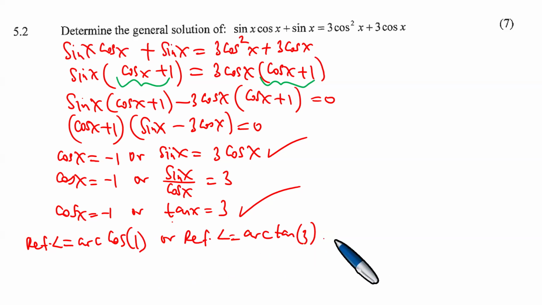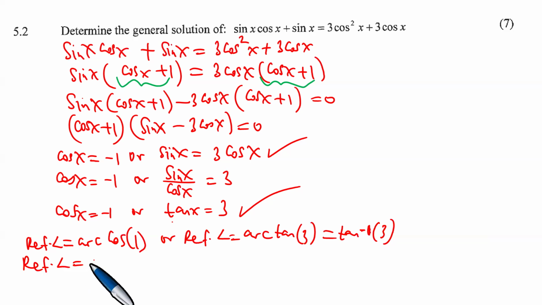Okay, I'm writing the arc tangent like this, but it can also be written this way with the exponent minus 1. This is called the arc function. Now this is the reference angle. What is arc cosine 1? It's 0 degrees. And therefore here you have the reference angle.